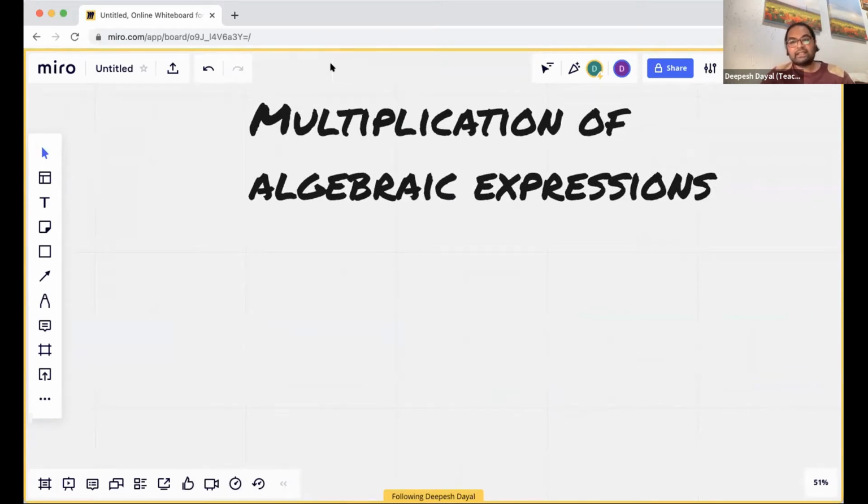So same thing, like I said, 2 times p is 2p, etc. Right? So let's have a look at some examples. The first one: 3 dot p plus 4 dot p minus 8.